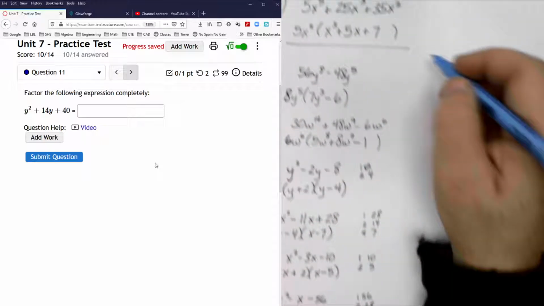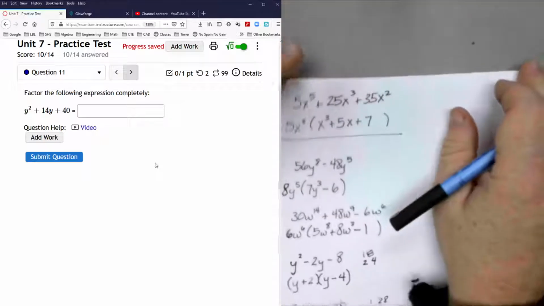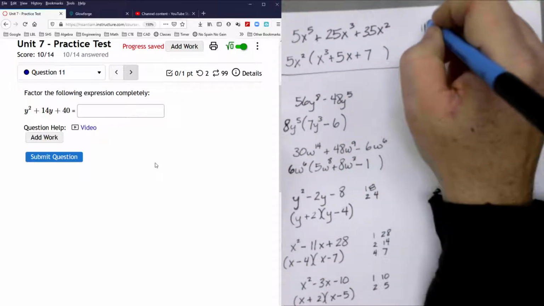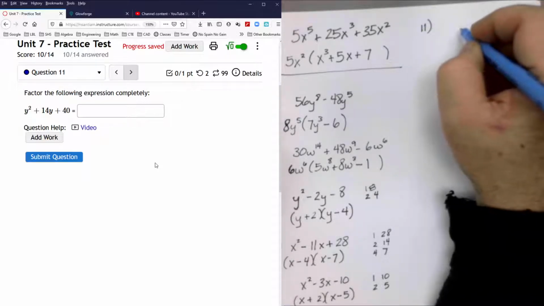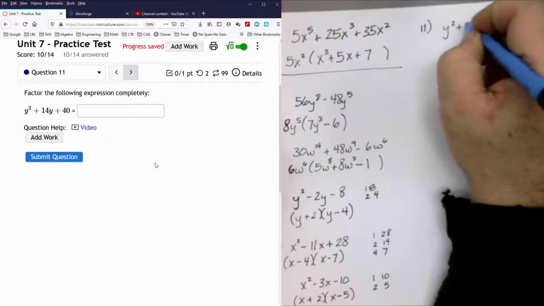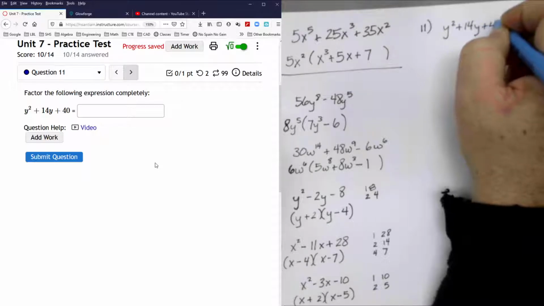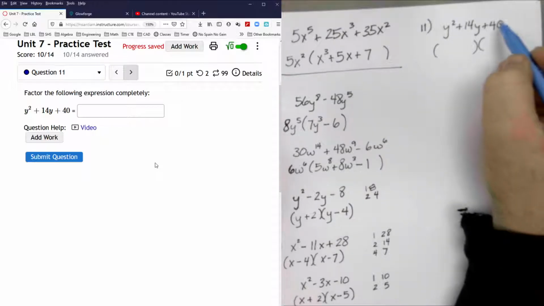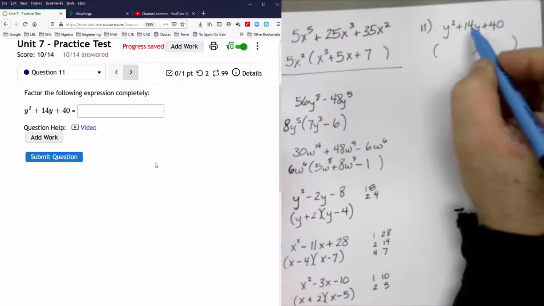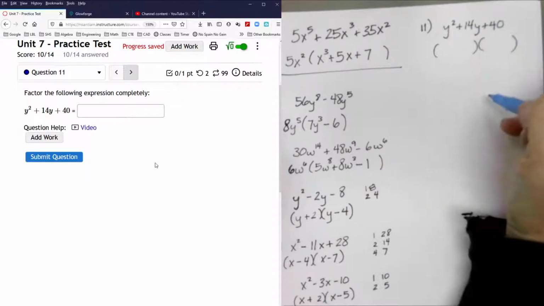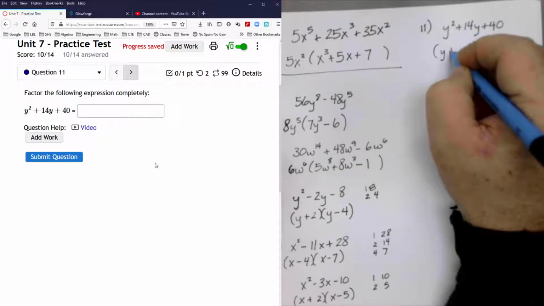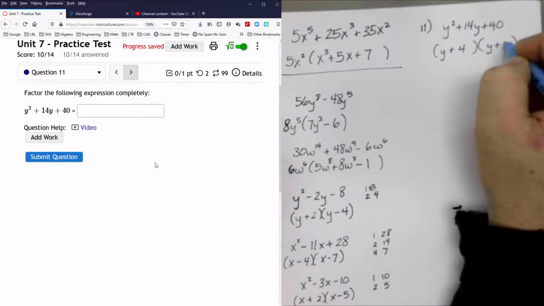Go to the other side here. And so we'll look at problem number 11. Same kind of deal, y squared plus 14y plus 40. And I'm looking to factor that. So I'm looking for the factors of 40 that add up to 14. So everything's positive, so I'm going to have all positive numbers. I can see pretty easily that 10 and 4 give me 14. So I get y plus 4 and y plus 10.